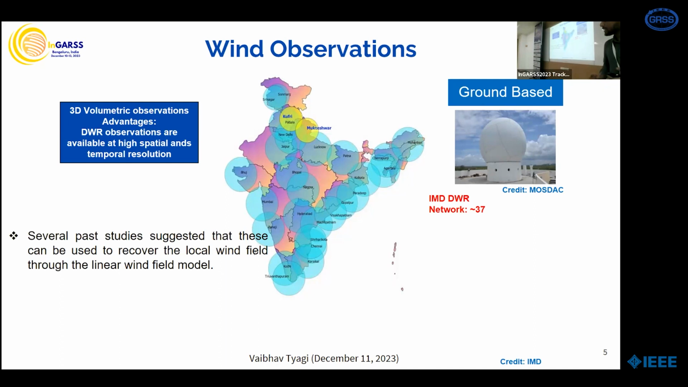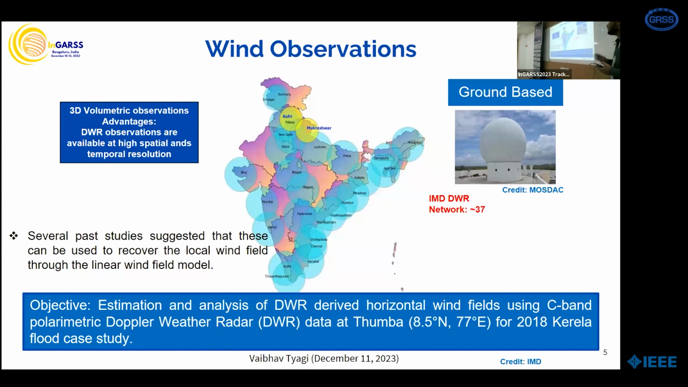In the past, there have been various studies that use the radial velocity. Doppler weather radar basically works on the Doppler effect, so it only measures the radial component of the velocity of the precipitating particle. The past studies show that we can get the horizontal, or basically the local, wind field using the radial observation. So that's the whole objective of the present study: how we can use the Doppler weather radar radial wind observations, the radial velocity observations, in order to estimate the horizontal wind field. And the radar is located at Thumba, the rocket launching site, at 8.5 degrees north and 77 degrees east.